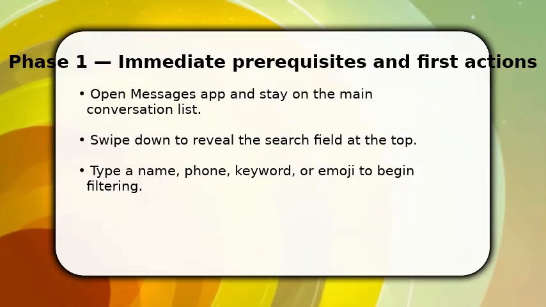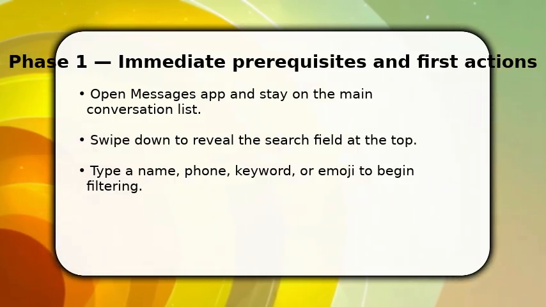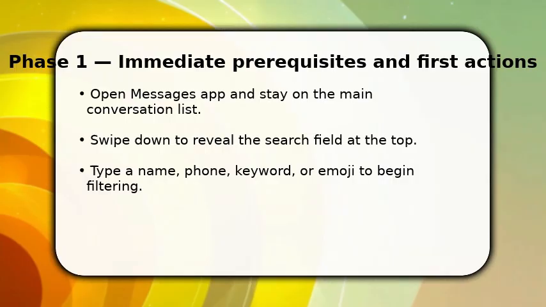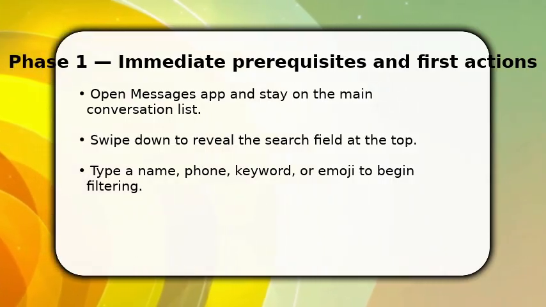You're ready to find a message now. Open Messages and keep your conversation list visible. Once the list is open, swipe down to expose the search bar. That's where you start. Type a contact name, keyword, emoji, or phone number.